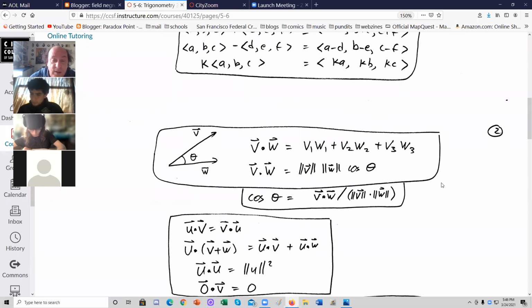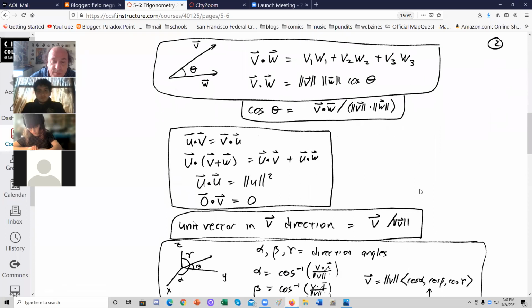And like with 2 dimensions, there's a dot product. Given 2 vectors in space, their dot product will be a sum of products of components: v1 by w1 plus v2 by w2 plus v3 by w3. It is also equal to the product of the lengths of the vectors times the cosine of the angle between them. v dot w is length of v times length of w times cosine of theta. And therefore, if you divide by the lengths, cosine of theta is v dot w over length of v times length of w.